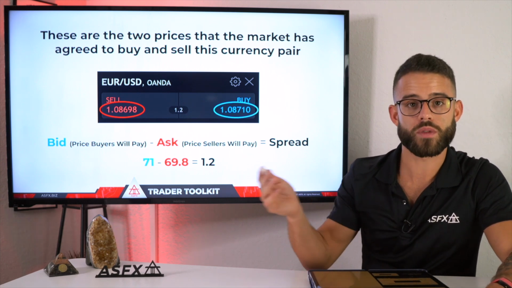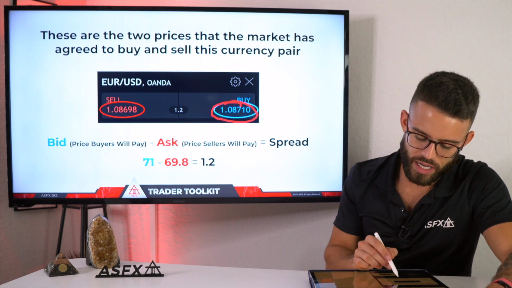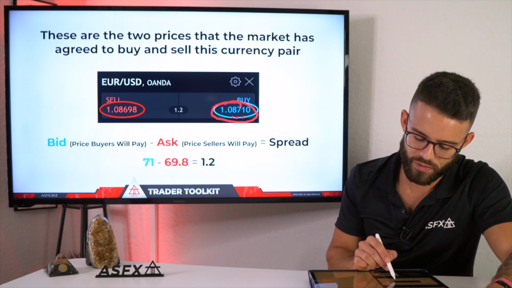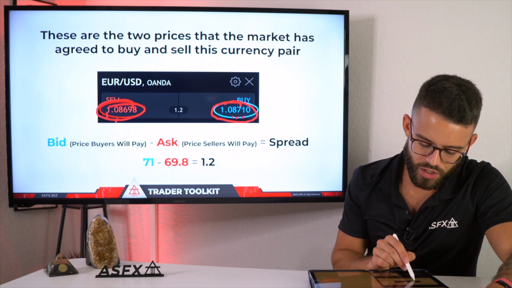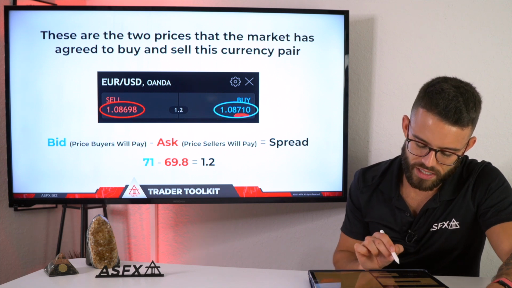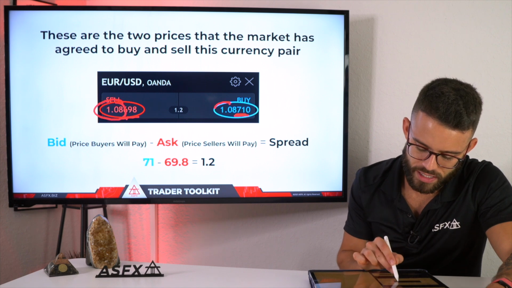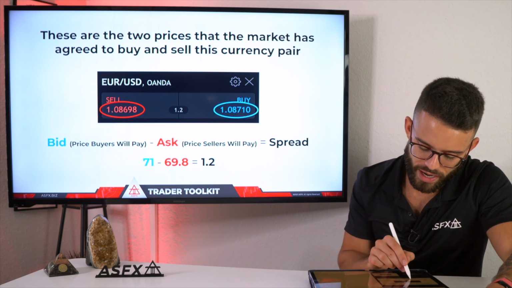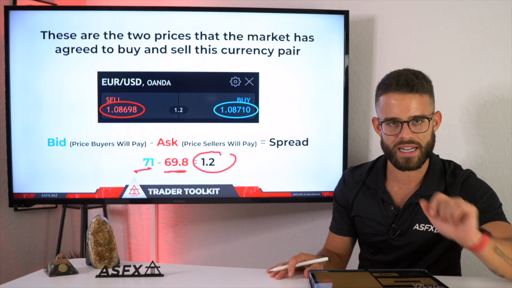So if you remember from the crash course, how to count pips, look at the price here to buy it. It's 1.0871 versus the price to sell it is 1.08698. So what we do is we subtract the 71 from the 69.8 because the 1.08 is the same in both prices. So we subtract 71 minus 69.8, spread is 1.2 pips. That's how you read it.